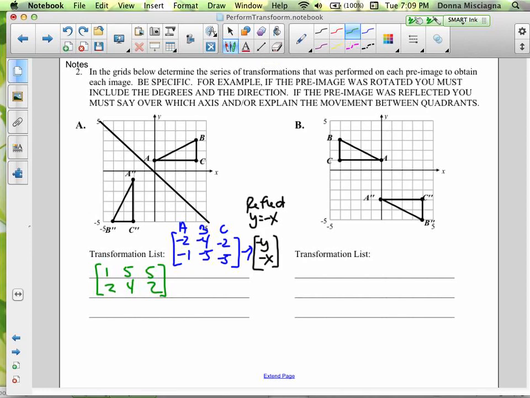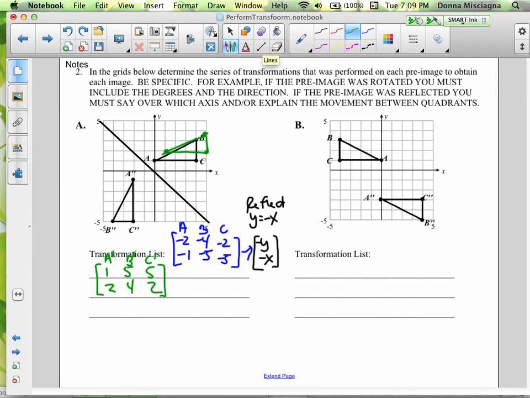So 1, 2 would put that right here. That would be A prime, B prime, C prime. 5, 4, and then 5, 2. So right there, but at 2. Ah, that was a very wise choice, wasn't it? Because you notice we're now facing the same direction.